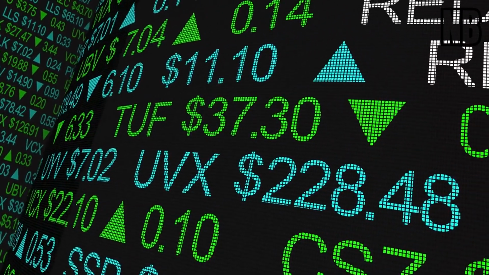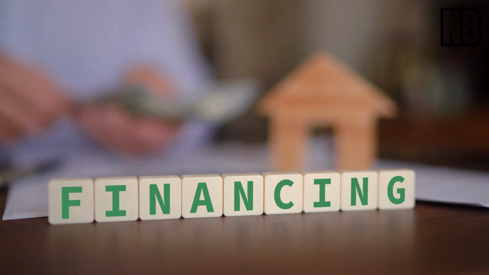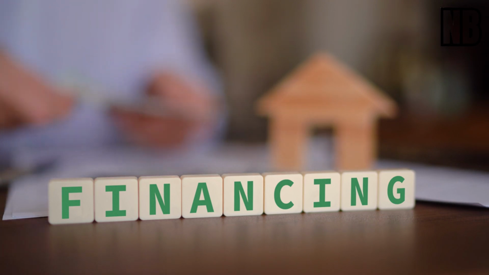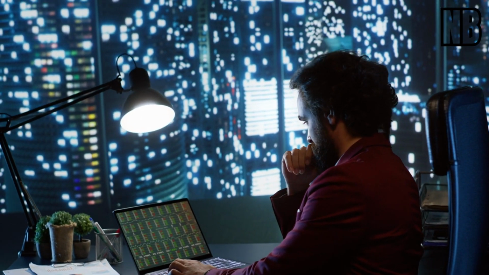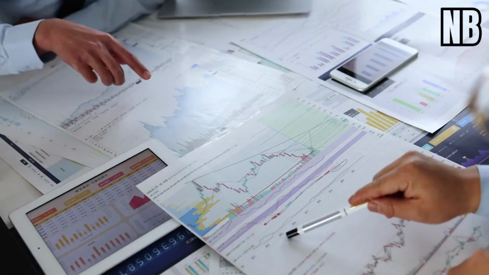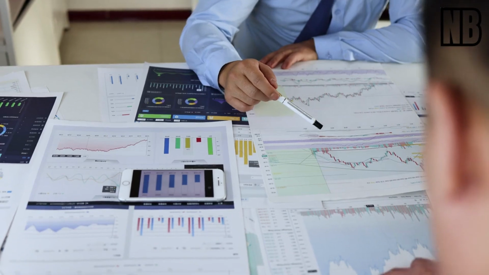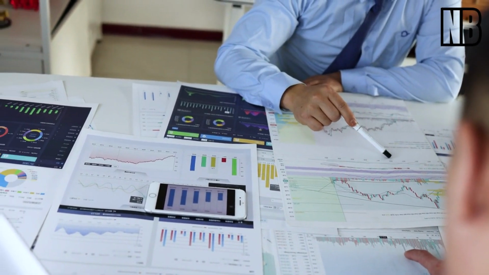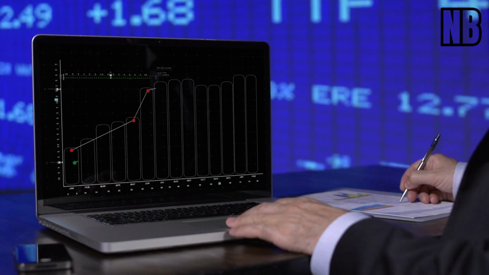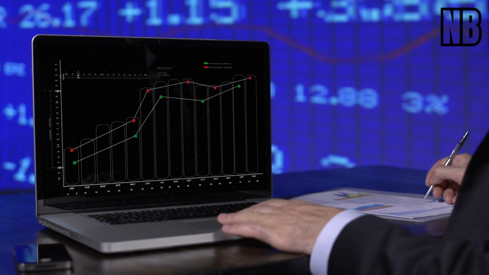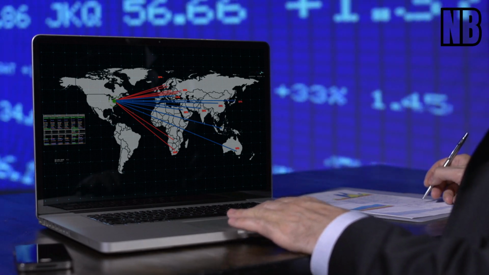To diversify effectively, use asset allocation. Allocate your investments among different asset classes, such as stocks, bonds, real estate, and cash. Each asset class has its risk-return profile, and combining them can help manage overall risk. Sector diversification. Invest in different industry sectors to mitigate the risk associated with economic downturns in a specific sector. For example, combining investments in technology, healthcare, and consumer goods can provide more stability.